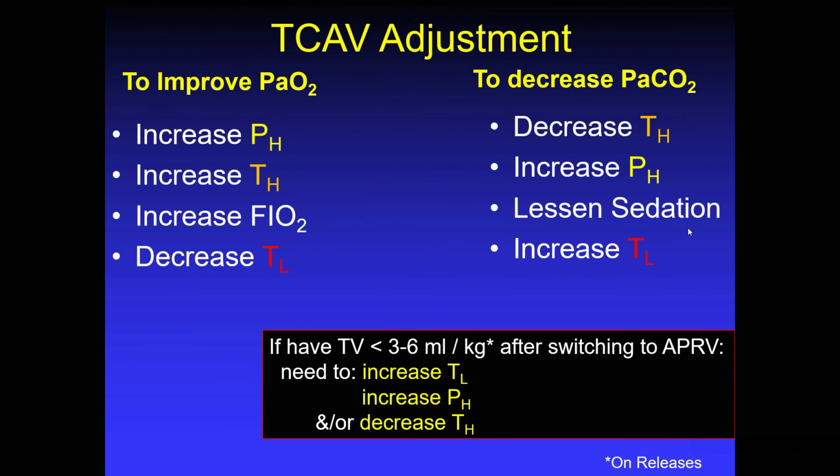So again, overview here, TCAV adjustment. Dealing with oxygenation, typically P high being increased, the T high, obviously the FiO2, occasionally decreasing the T low. To deal with hypercapnia, again, P high often, particularly early on, being increased, T high potentially being decreased, lessening the sedation, using bicarb to offset, or in some instances increasing the T-low. And again, just a common sense thing is seeing what type of tidal volumes on the releases are being generated, and maybe recognizing the need to do something even sooner along these lines.